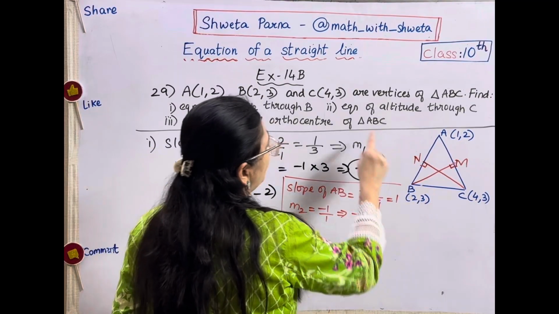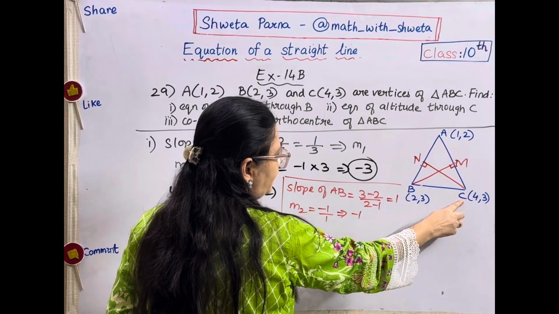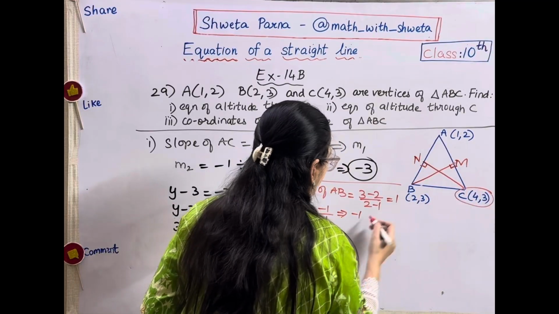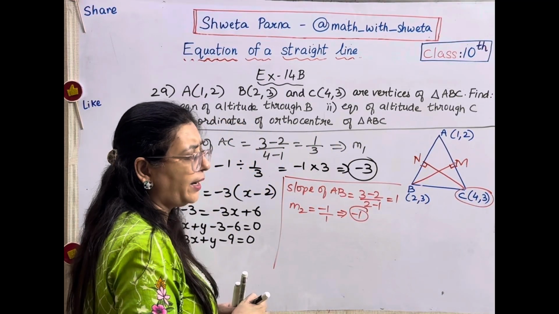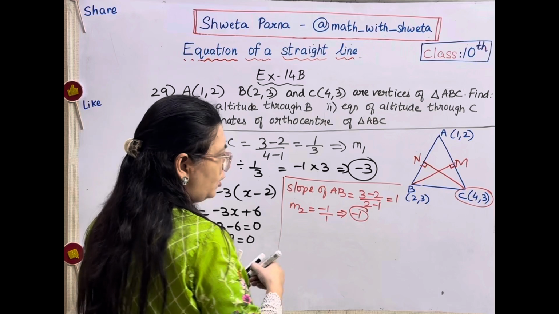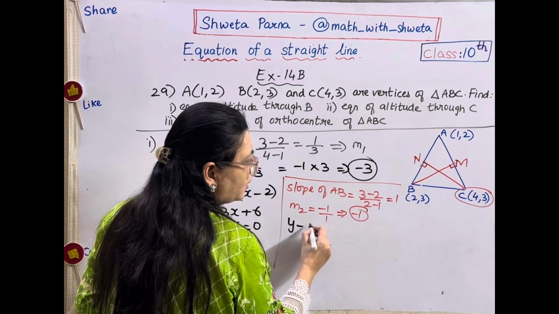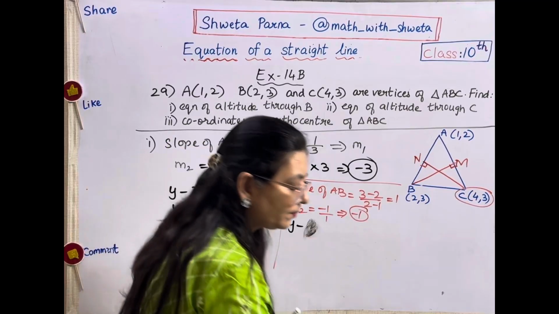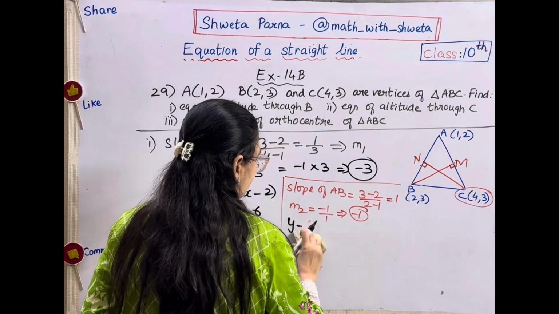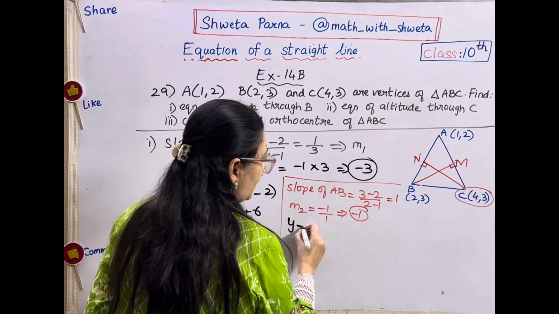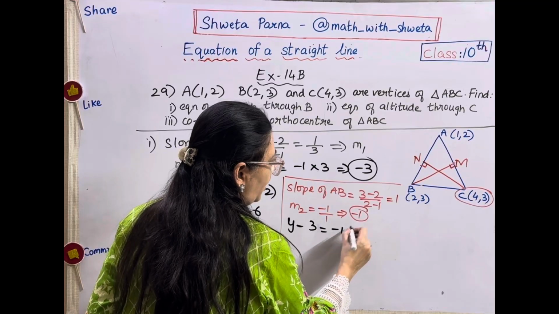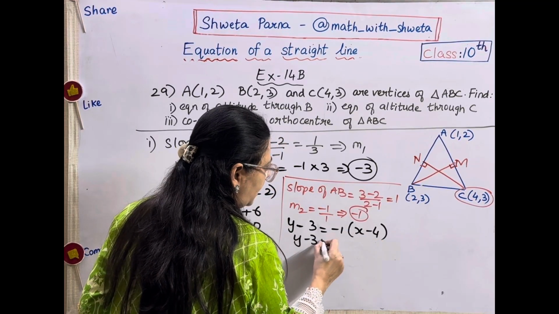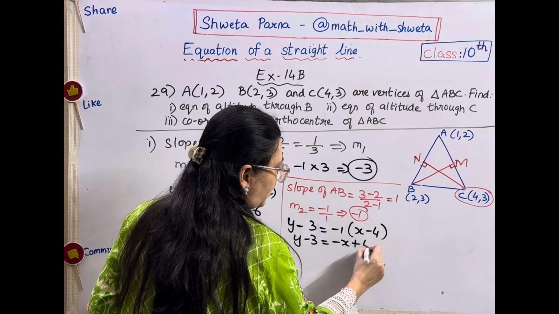Now you know through C, so you have the coordinate C and you have the slope. So the C coordinate is this and the slope is this. You can find the equation of the line. It is y minus y1 is equal to m into x minus x1. So y minus 3 is equal to minus x plus 4.